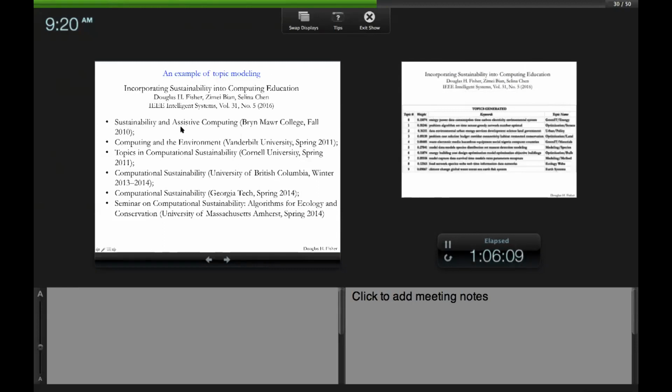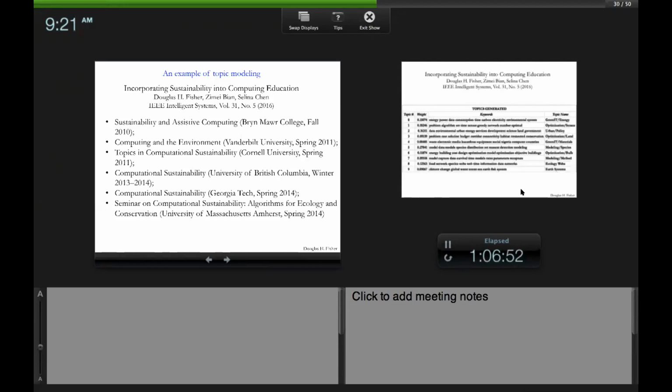So at Bryn Mawr, they do some reading. At Vanderbilt, we do other reading. Cornell, still other reading. And you put those in a collection of documents. So what topic modeling software will do, and the topic modeling software we used was out of the University of Massachusetts at Amherst, a system called Mallet, is you feed a collection of documents, ideally a large collection of documents, to the topic modeling software, and it will identify common topics within that document collection.